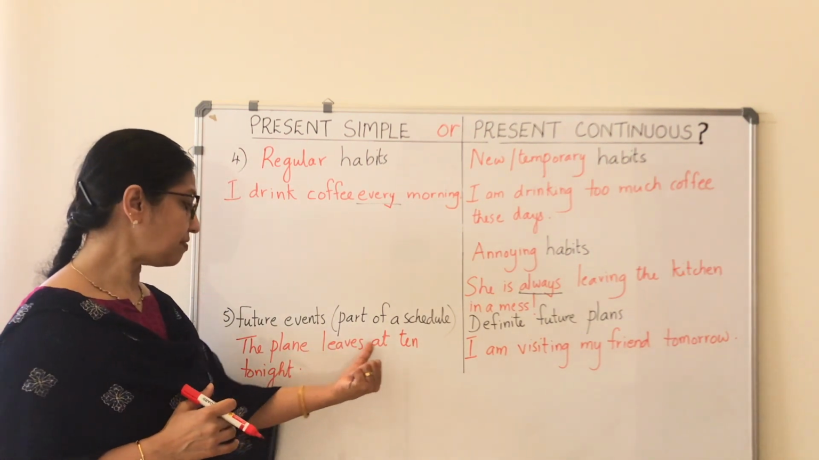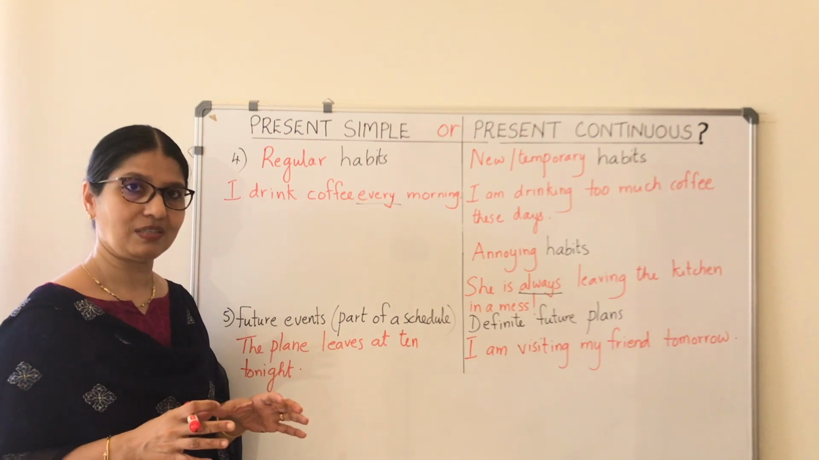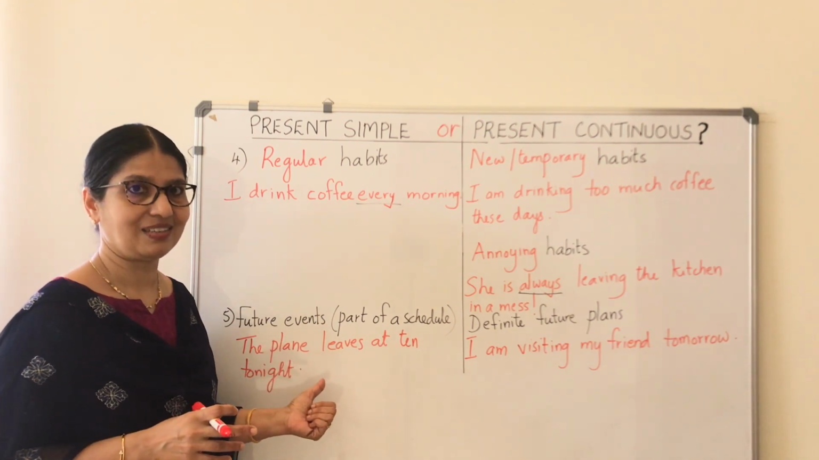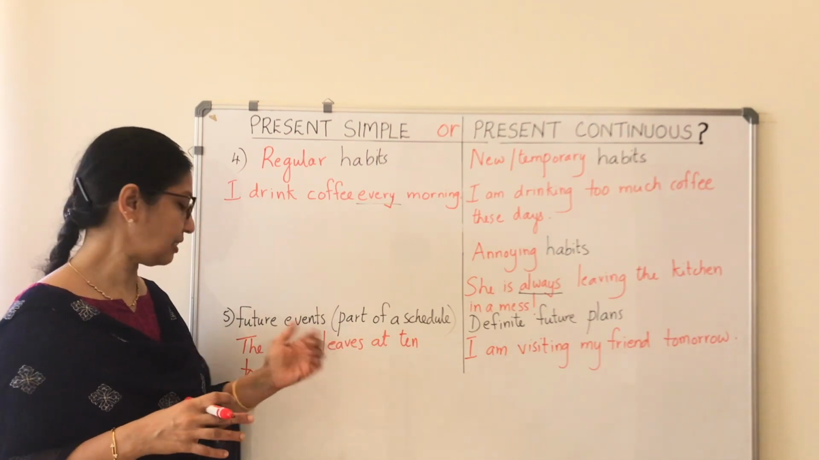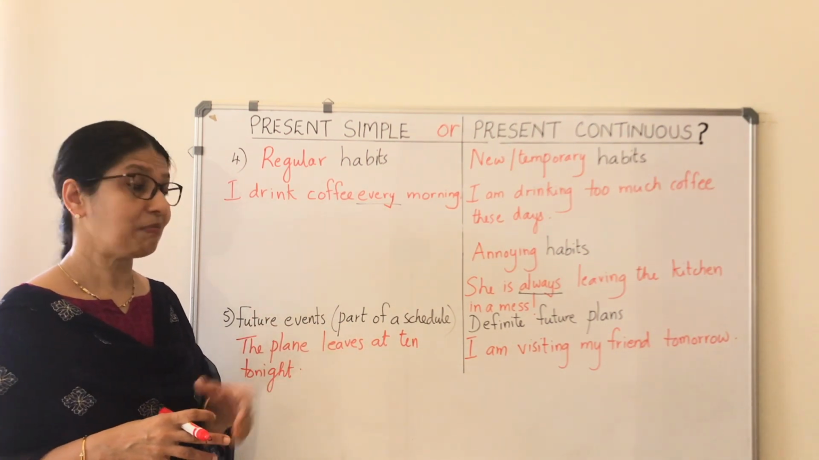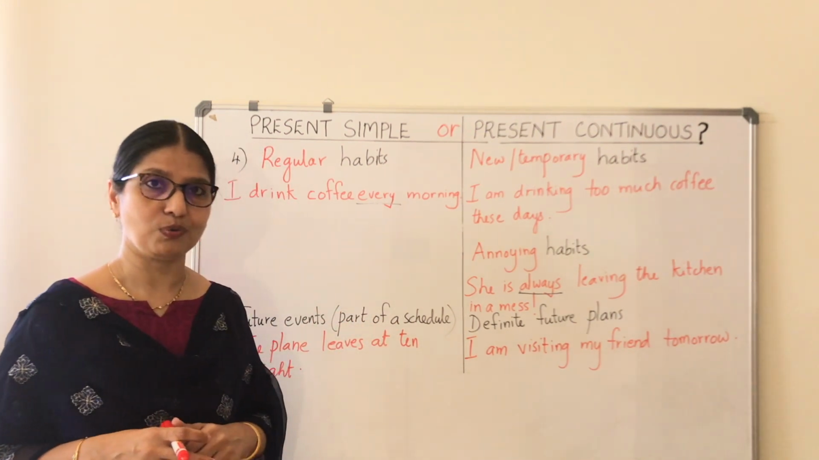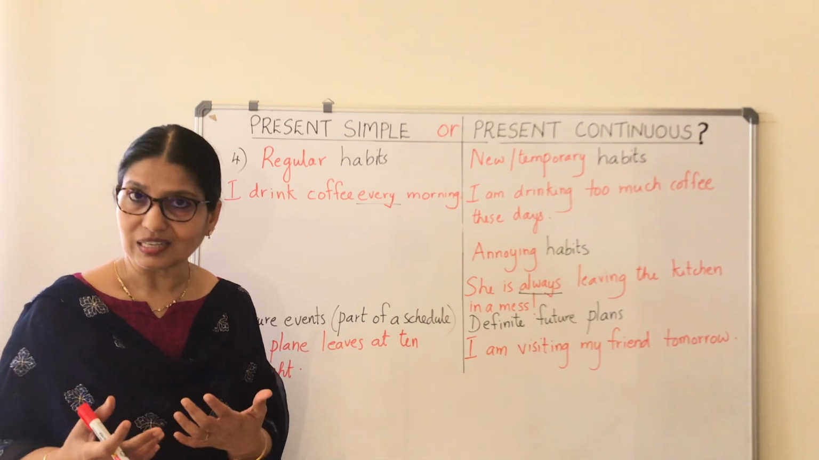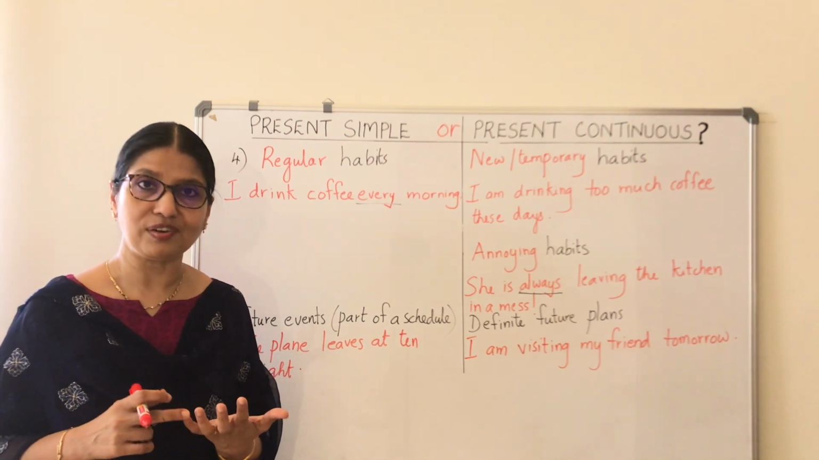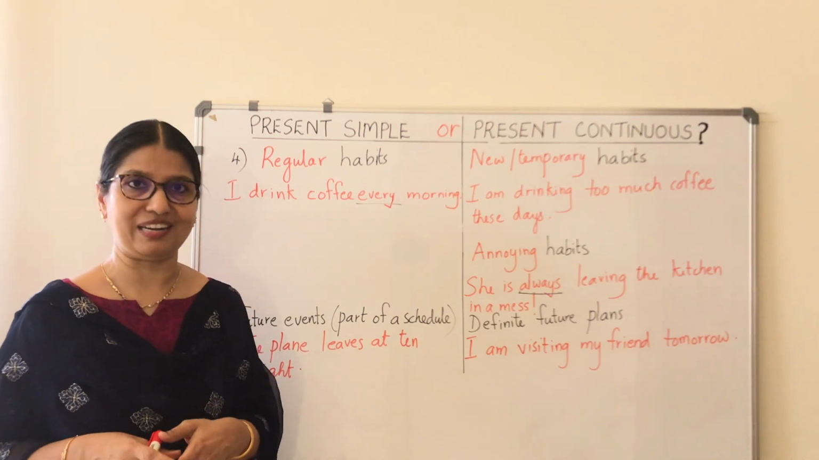The plane leaves at 10 tonight. Here I am talking about a timetable. This is not something you planned. So I use the present simple tense. The plane leaves at 10 tonight. But there I say, I am visiting my friend tomorrow. So from that it's clear that before the time of speaking, I've already made the decision, I've planned for it, and I've made all arrangements.